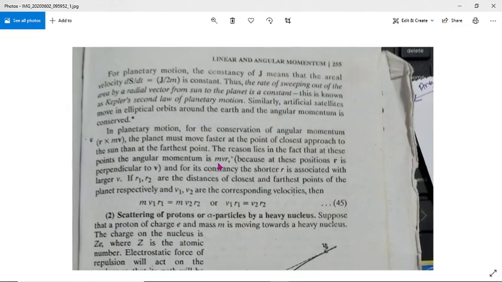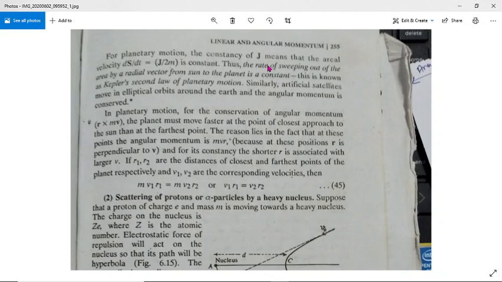For planetary motion, the constancy of J means that the areal velocity ds by dt equal to J by 2m is constant. Thus, the rate of sweeping out of area by the radial vector from the Sun to the planet is constant. This is known as Kepler's second law of planetary motion. You can also apply this to artificial satellites.